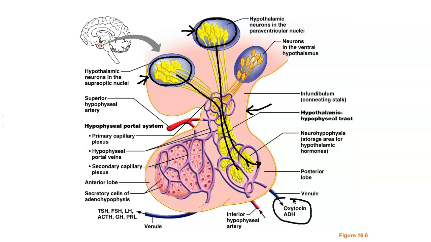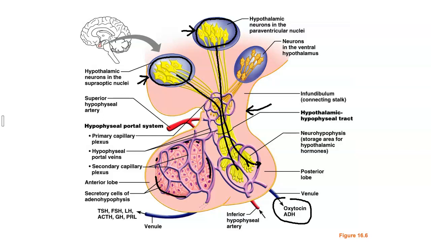Now with the anterior pituitary, remember that had a completely different origin. Here's the anterior pituitary, the pink cells, and this area originated off of the roof of the mouth, this epithelial tissue. And so the only anatomic connection that you can see on this picture between the anterior pituitary and the hypothalamus is the blood supply, which is known as a portal system.